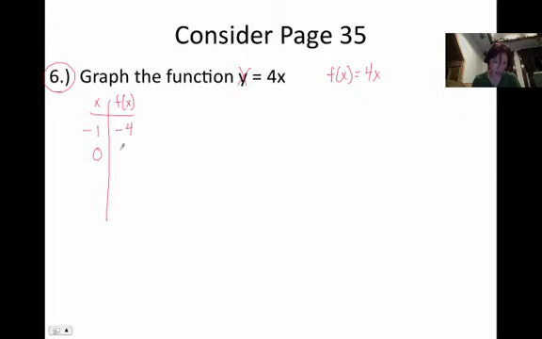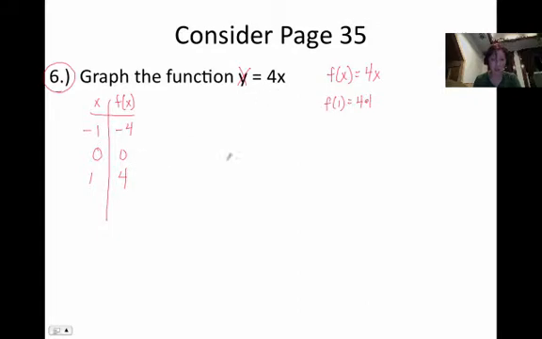If it was 0, it's going to be 0. If it was 1, you're going to plug in 1. So what's f of 1? Well, we're going to have 4 times 1, because we're saying input for that variable x, 1. That's what that's saying, so we're having 4.